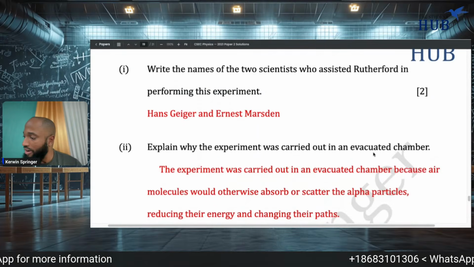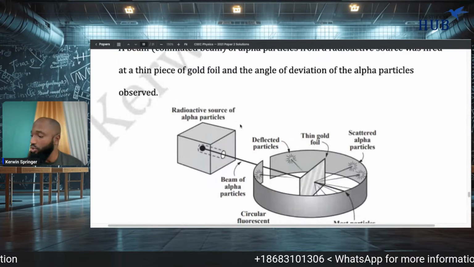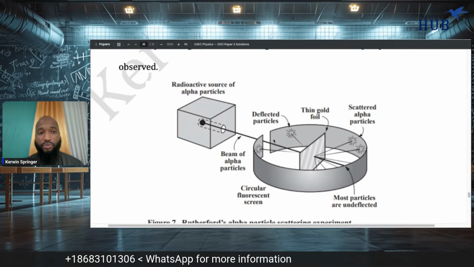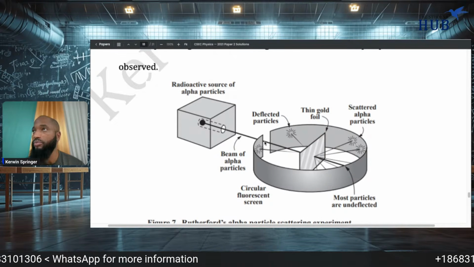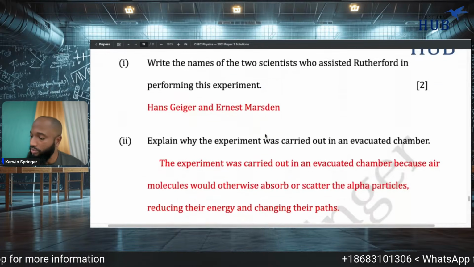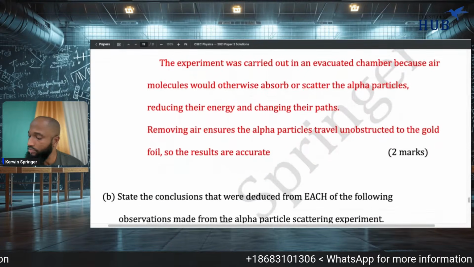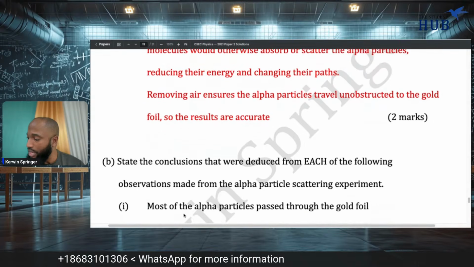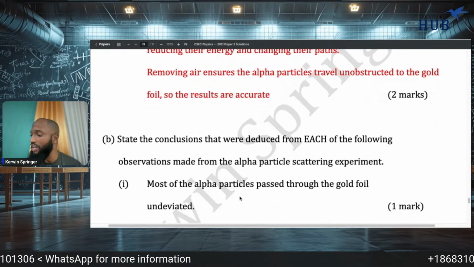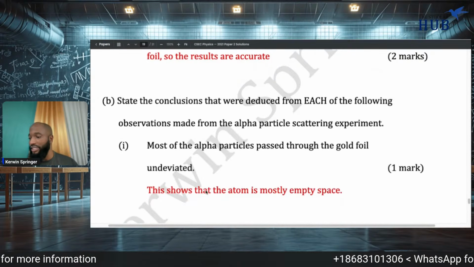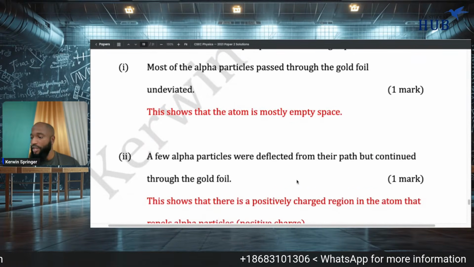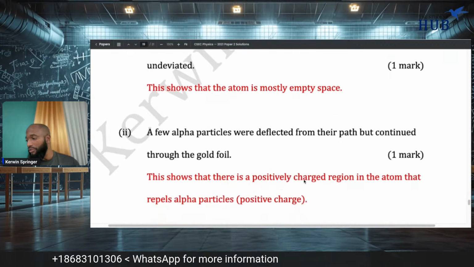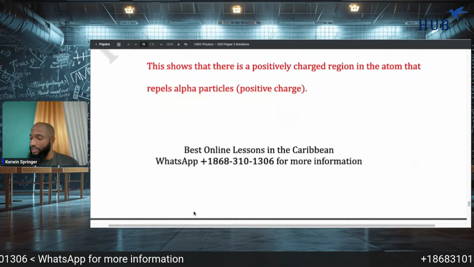Explain why the experiment was carried out in an evacuated chamber. Oh, by the way, this whole thing is taking place in a vacuum. Why is it in a vacuum? Because alpha particles can be detected by air. State the conclusions that were deduced from each of the following observations made from the alpha particles scattered in the experiment. Most of the alpha particles passed through the gold foil undeviated. Most is empty space. A few of the alpha particles were deflected from their path but continued through the gold foil. There's some positively charged region in the atom that repels alpha particles.